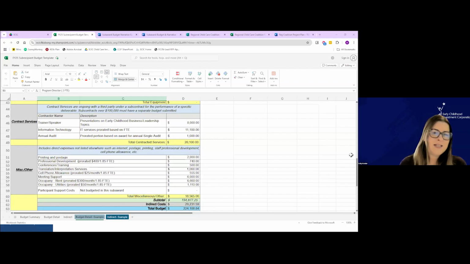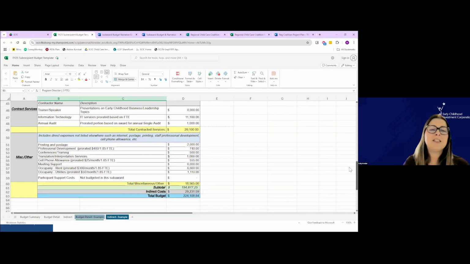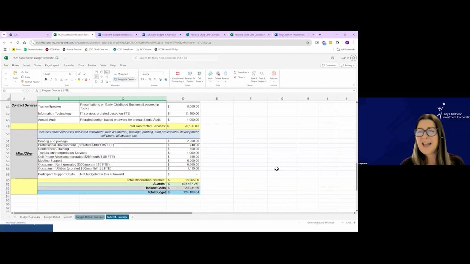Okay, and down in the next section, the miscellaneous or other section, this is really the catch-all, if you will. You can list anything here that isn't captured in the categories above. And so these are some examples of cost lines we've seen in other projects that might be relevant to your implementation. Some of these may not be relevant. You may have other items that are more applicable for your work here.